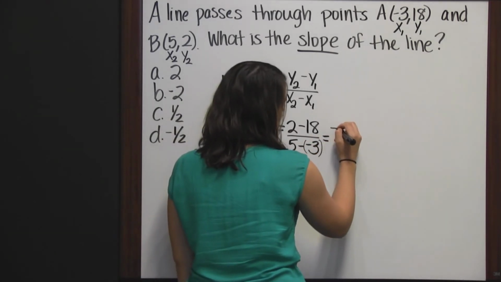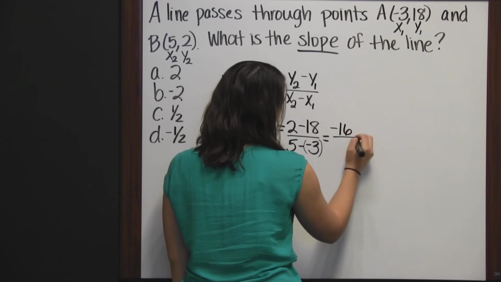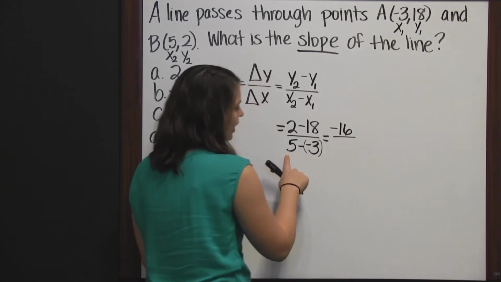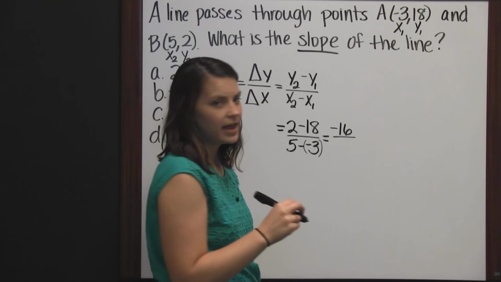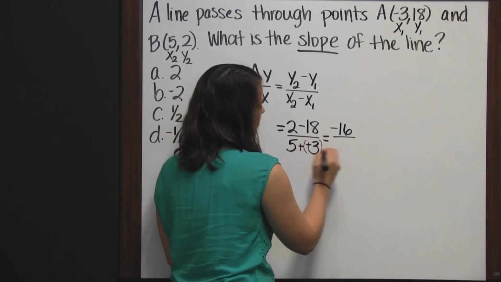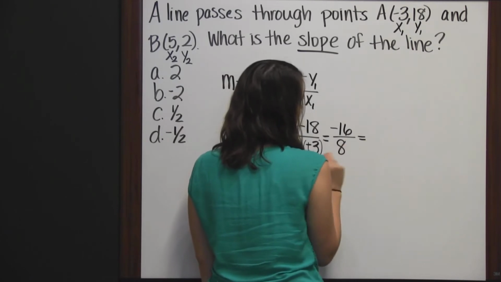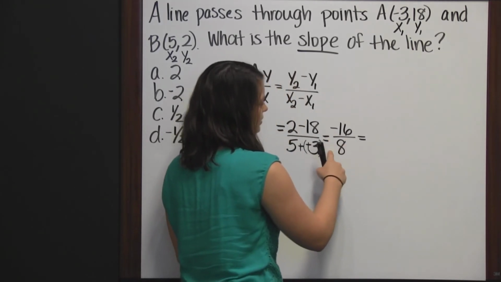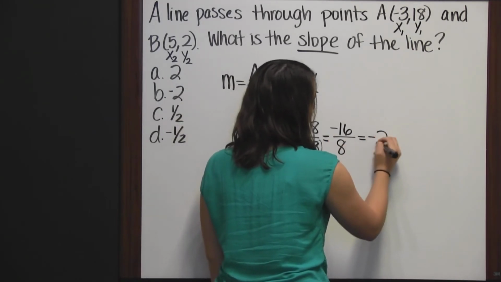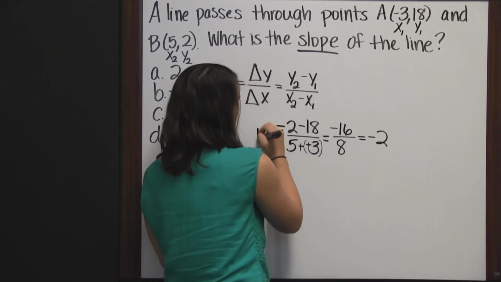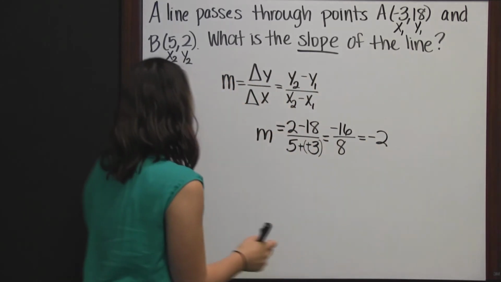2 minus 18 is negative 16 divided by 5 minus a negative 3, which is 8. We can add the opposite, so that's just 8. And we can simplify that. Negative 16 divided by 8 is negative 2. So our slope is negative 2.